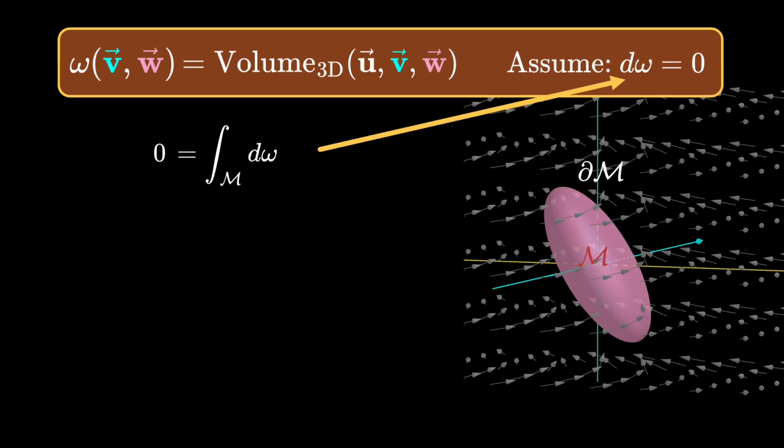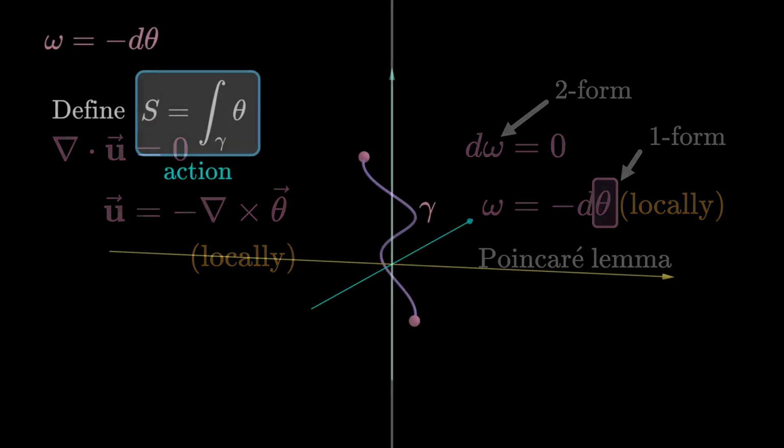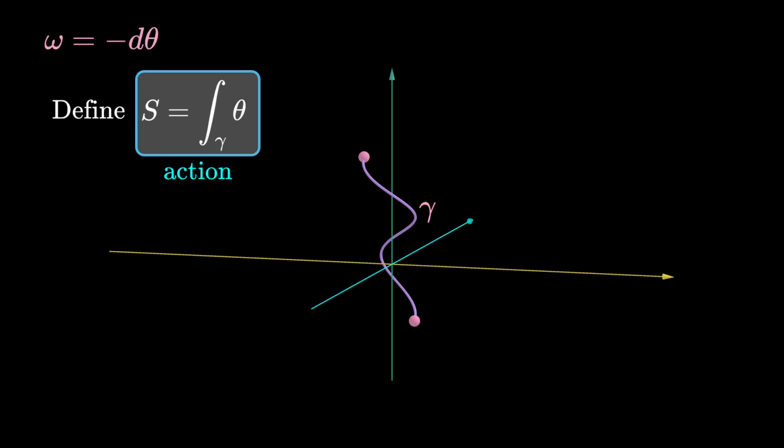This assumption generalizes the divergence-free assumption to higher dimensions. What follows is very similar to the 3D case. Again, we have a potential theta that comes from our d omega equals 0 assumption. Because this omega is a 2 form, the potential theta is a 1 form. Now define the action as the integral of this 1 form theta.